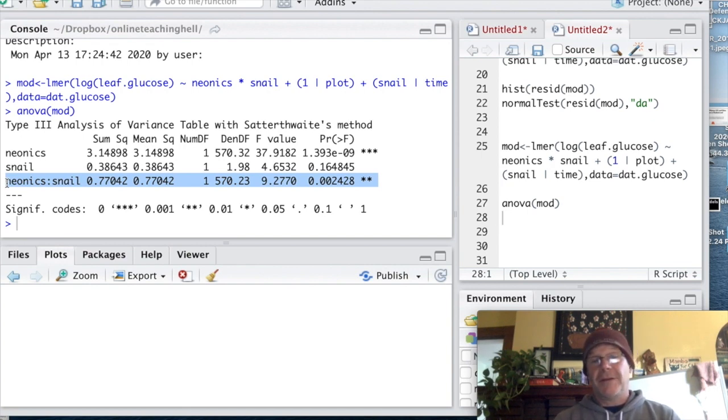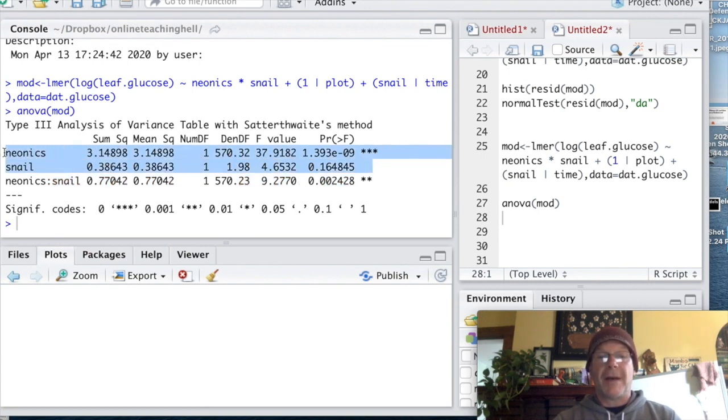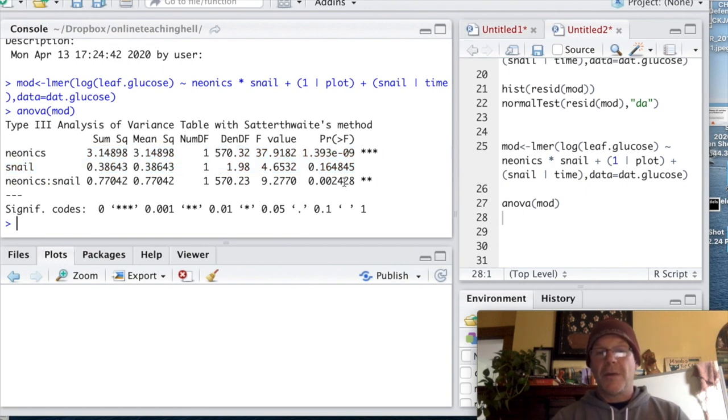And what that significant interaction term is telling us is that we cannot trust the hypothesis testing on our main effects. So even though neonics look like they're significant and snails look like they're not significant, we cannot trust that because we have this significant interaction term. Okay, so all the same rules apply that applied before.